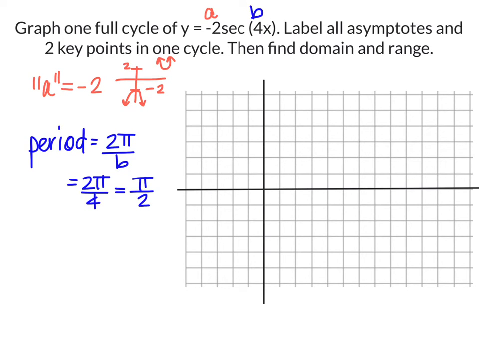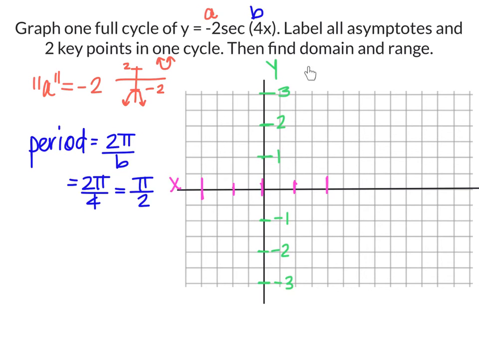So keep in mind when you have a negative for an a value, what that's really going to look like when you're done with your graph. And so the period is 2 pi over b, and 2 pi over 4 makes pi over 2. So let's start to mark up our graph here and go from there.